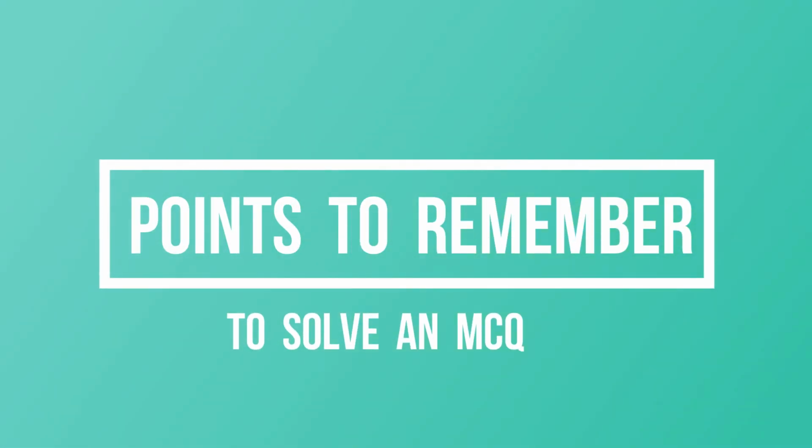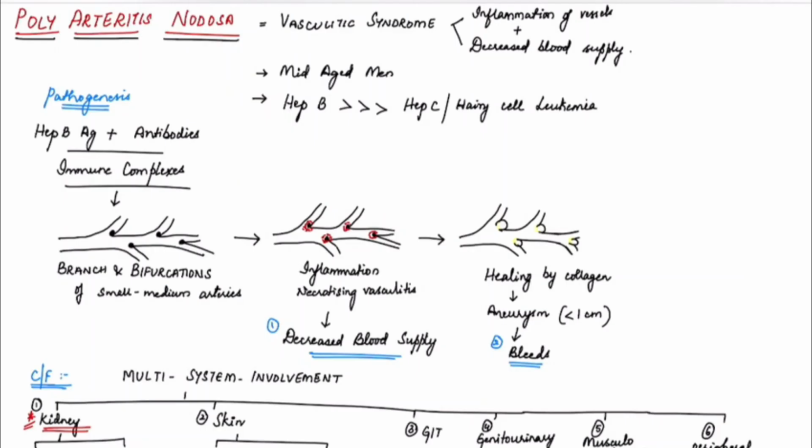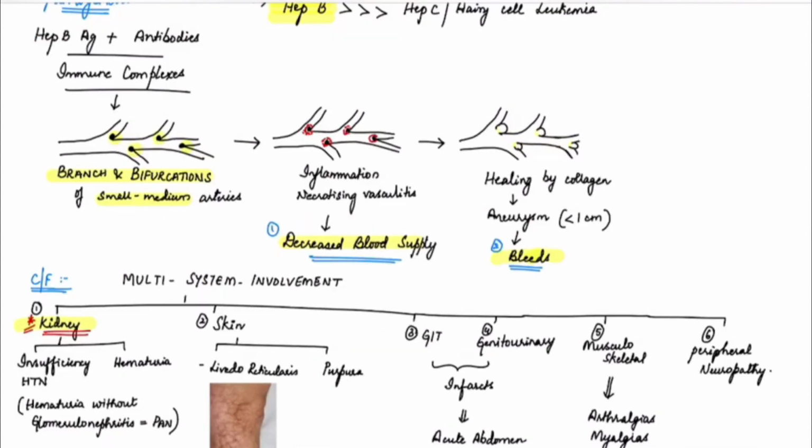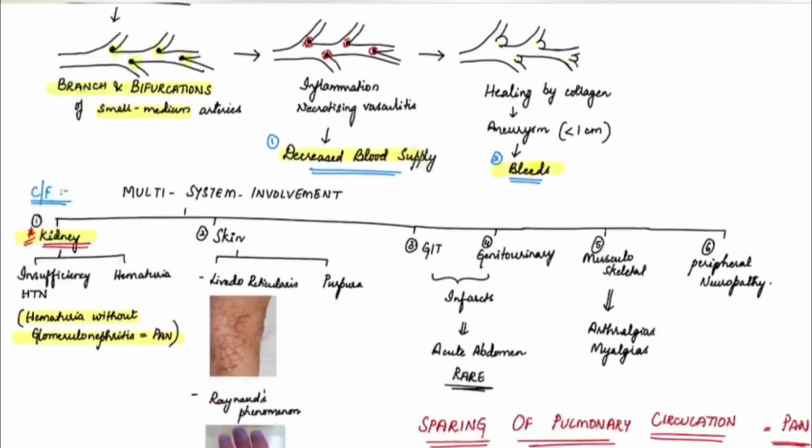Now, what are the points to remember to solve an MCQ? This condition is common in men and it is especially associated with hepatitis B. It produces lesions at the branching and at the bifurcations of vessels. Kidney is the most commonly involved organ and it can present with hematuria because of rupture of microaneurysms. But there is no glomerulonephritis here. The second organ to be involved is skin, and it may present with livedo reticularis or Raynaud's phenomenon or purpura.